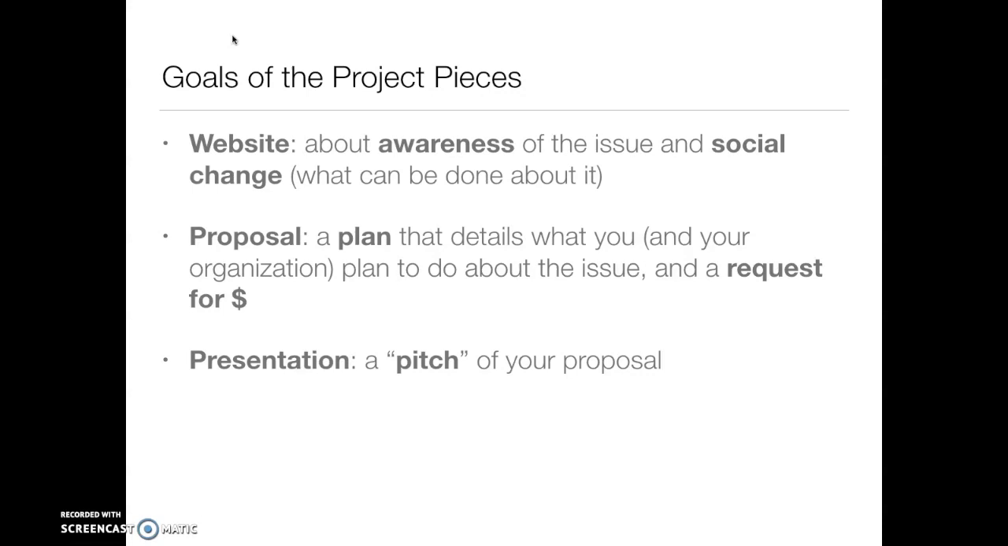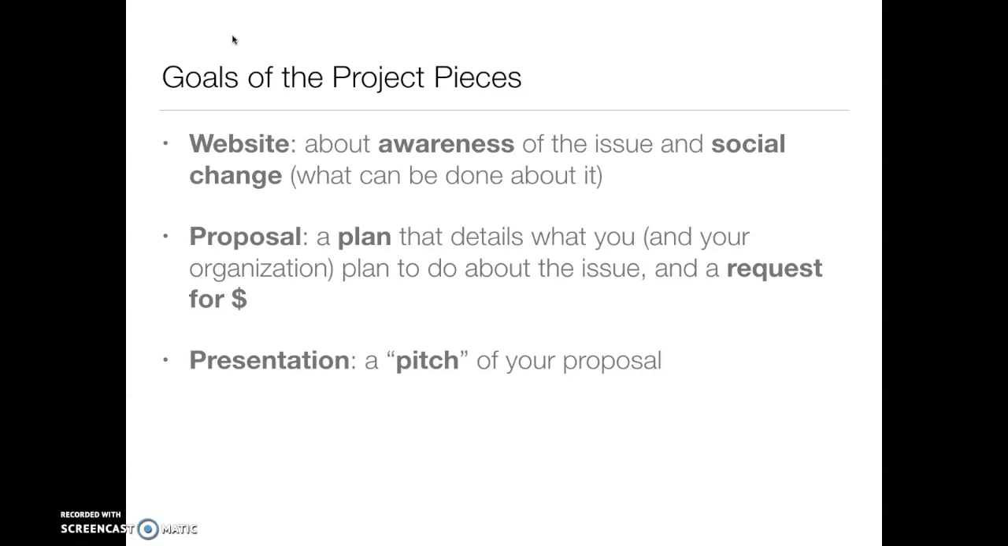And also kind of an advocation, I don't think that's a word, but being an advocate for social change. So it's thinking about awareness and it's thinking about what I can do about this problem. So now I'm aware of a problem, what can I do? And so that's kind of the goal of this website, is to explore that and to have your readers explore that.